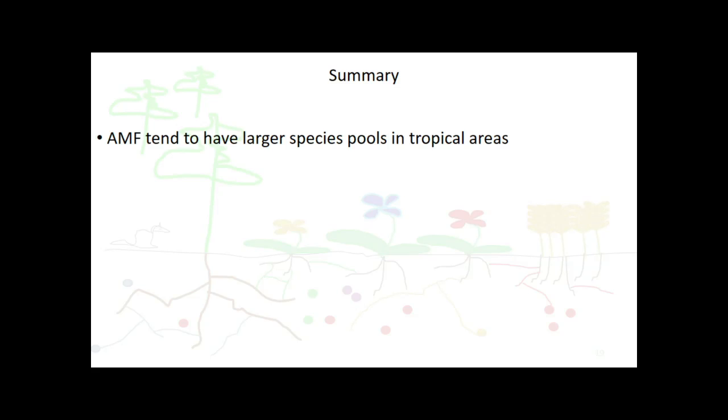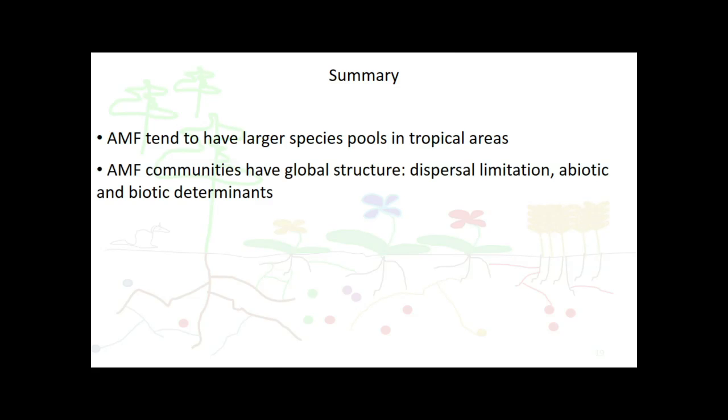With this, I'm done. So I hope I made it a bit clearer what are species pools. I say that AMF species pools are larger in some tropical areas. Stay tuned for the reasons for this. AMF do have global diversity structure. Not everything is everywhere. Dispersal limitation is clearly present, and of course we need to understand way better how they actually disperse.